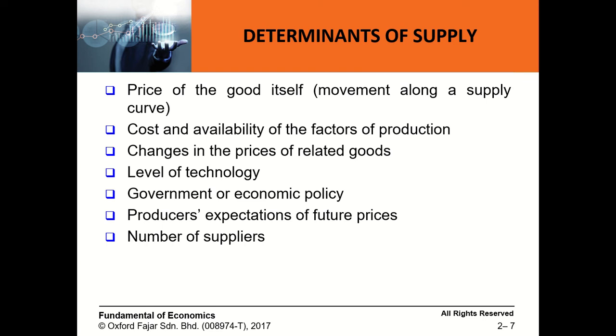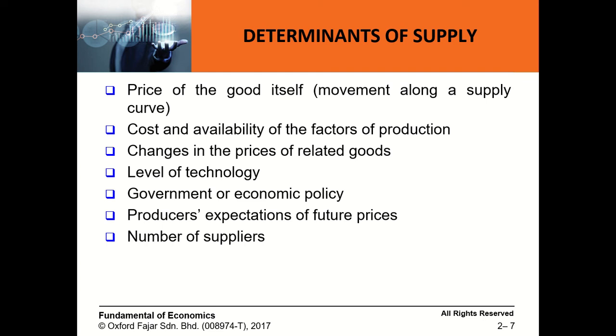Now, the next thing that I want to discuss is the level of technology. As everyone knows, technology allows you to produce more goods at a cheaper price and in a faster time frame. When there is an increase or improvement in technology, it allows you to supply more. In this case, the supply curve will shift to the right.